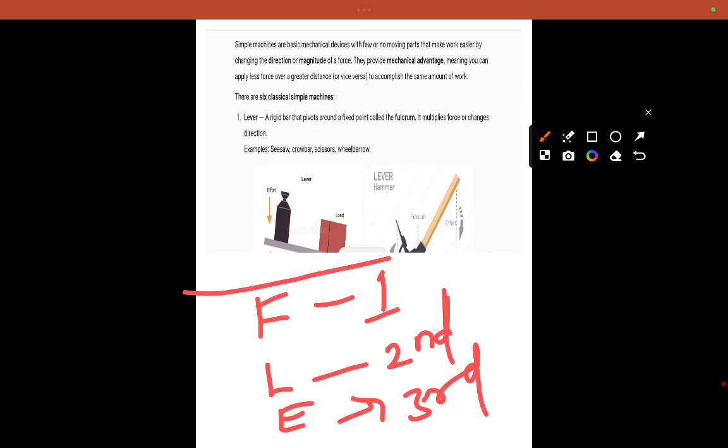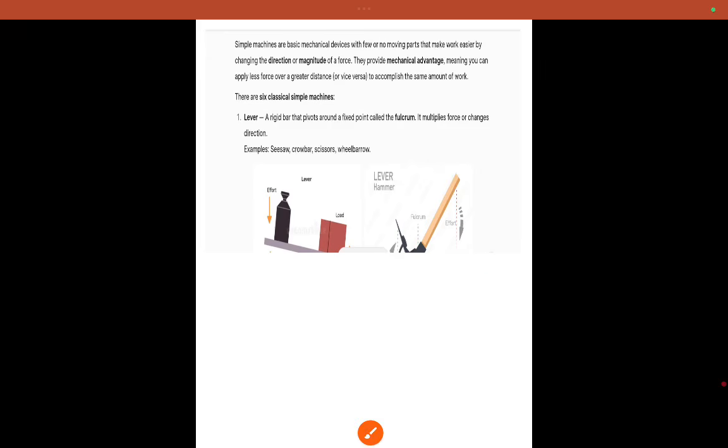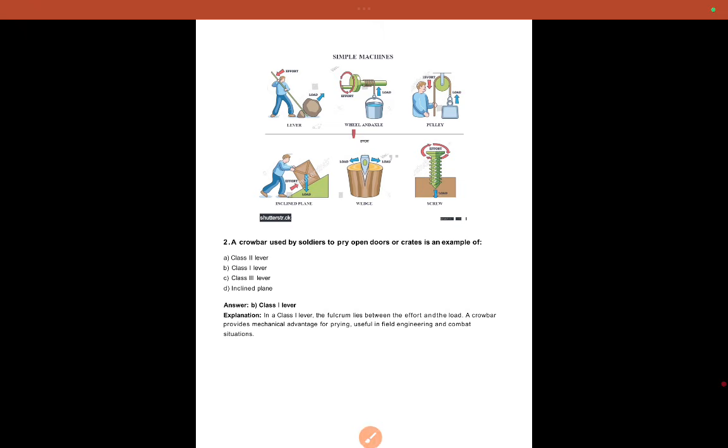So here we have three different types: class 1, class 2, class 3. Fulcrum in the middle is called class 1. Load in the middle is called the second one. If the effort is in the middle, that is called the third one. Okay, we will see that one. So here the answer is: a crowbar used by the soldier to pry open doors or crates is an example of class 1.